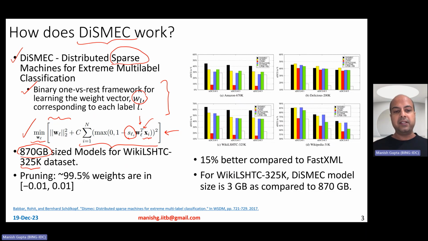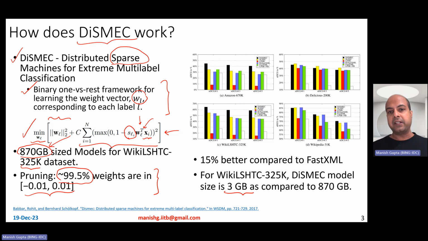So they said that, hey, we will do pruning. What they observed is that although this particular model, the 870 GB model, is so huge in size, about 99.5% of these weights are within this small threshold range of minus 0.01 to 0.01. Okay. Now, weights close to zero hardly have any impact on the overall prediction. And therefore, what they did was to just prune away these 99.5% weights, leading to a model which is very, very small, just 3 GB in size. Okay. So that's how they were able to train a pretty small model.